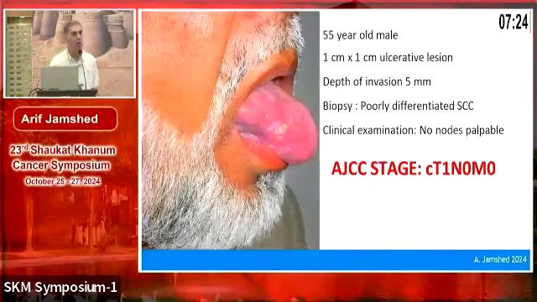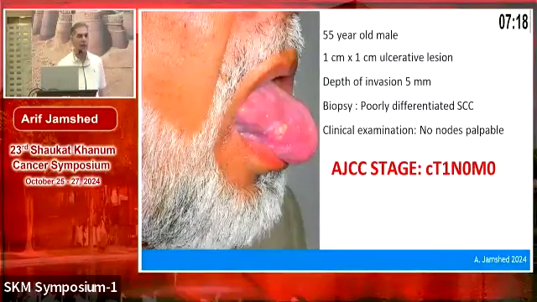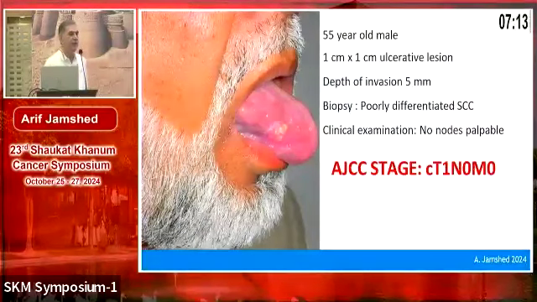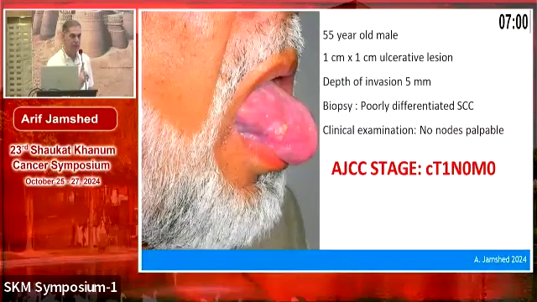Level 1 to level 3. Level 2 itself has got two portions, 2A and 2B. Are both at risk or do you just need to do 2A? This is now what you call ultra selective neck dissection. Here, you're going to treat this patient. You're going to do level 1, A and B, level 2A, and level 3.